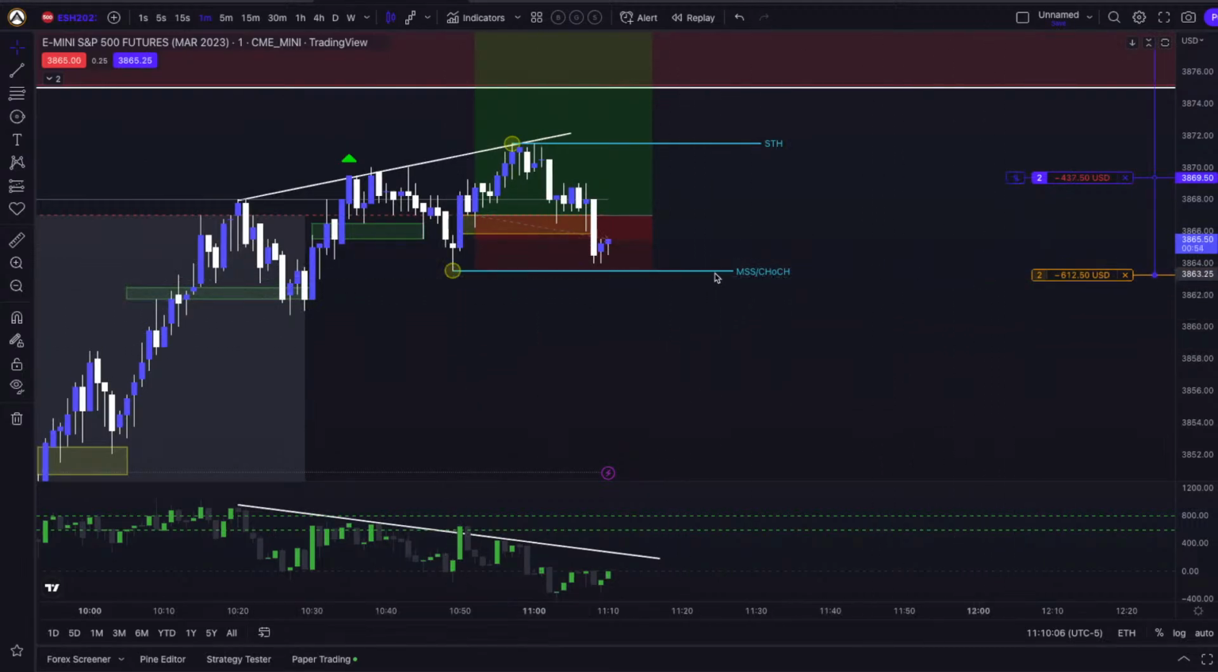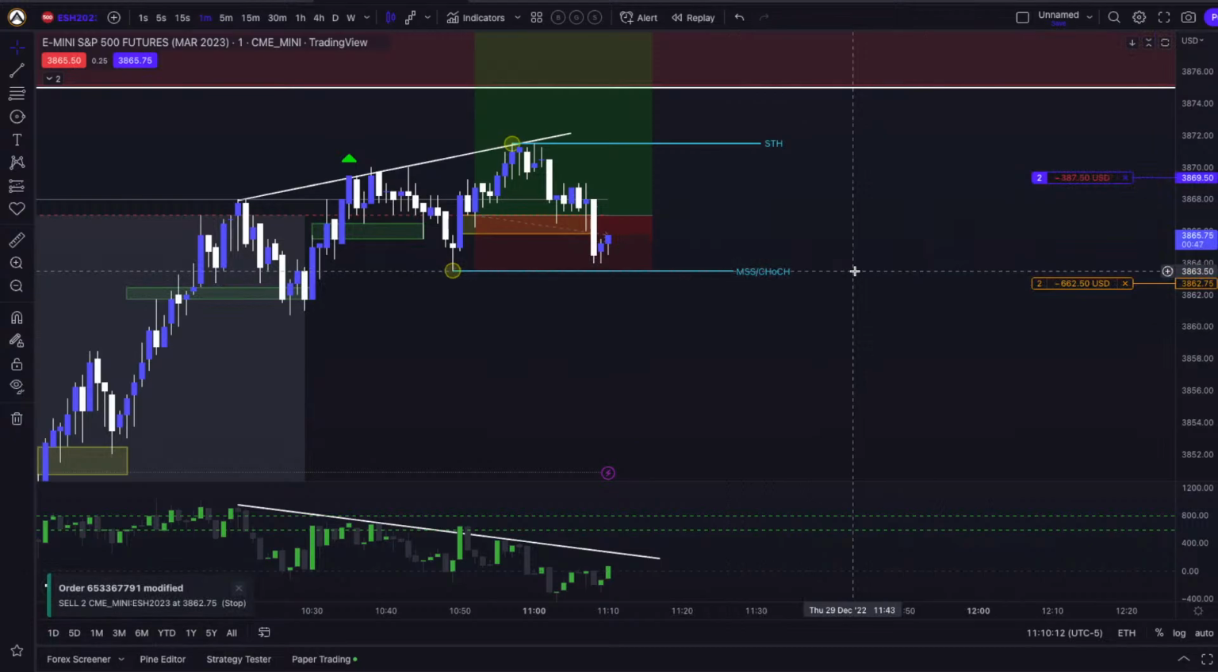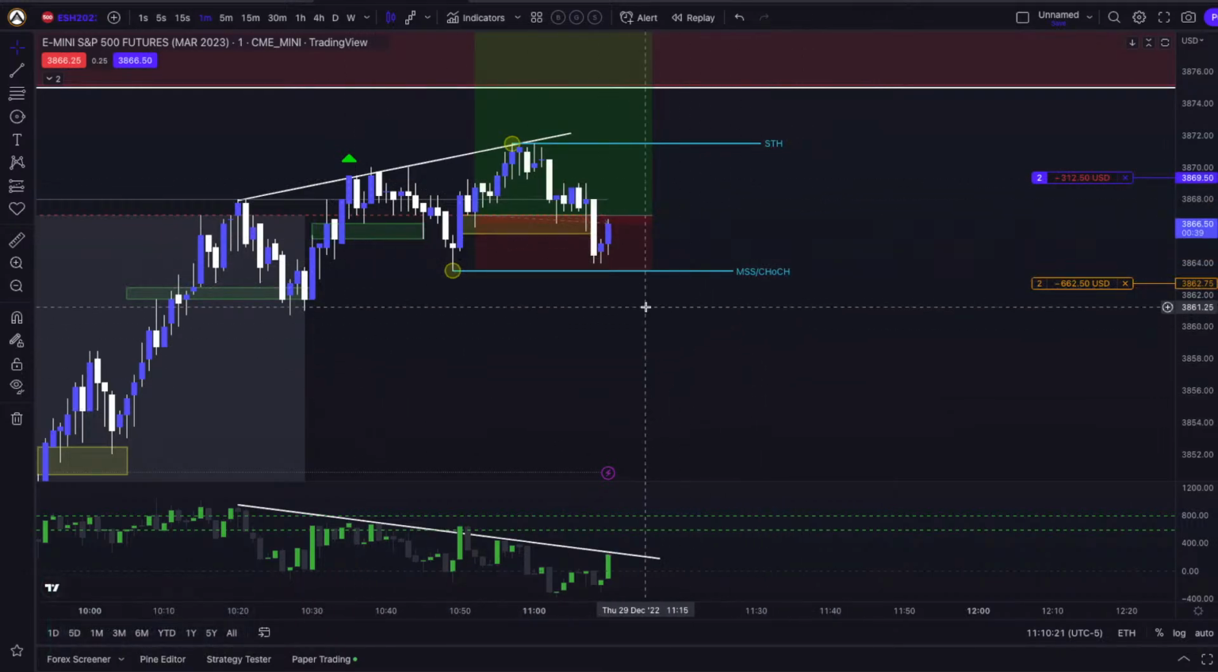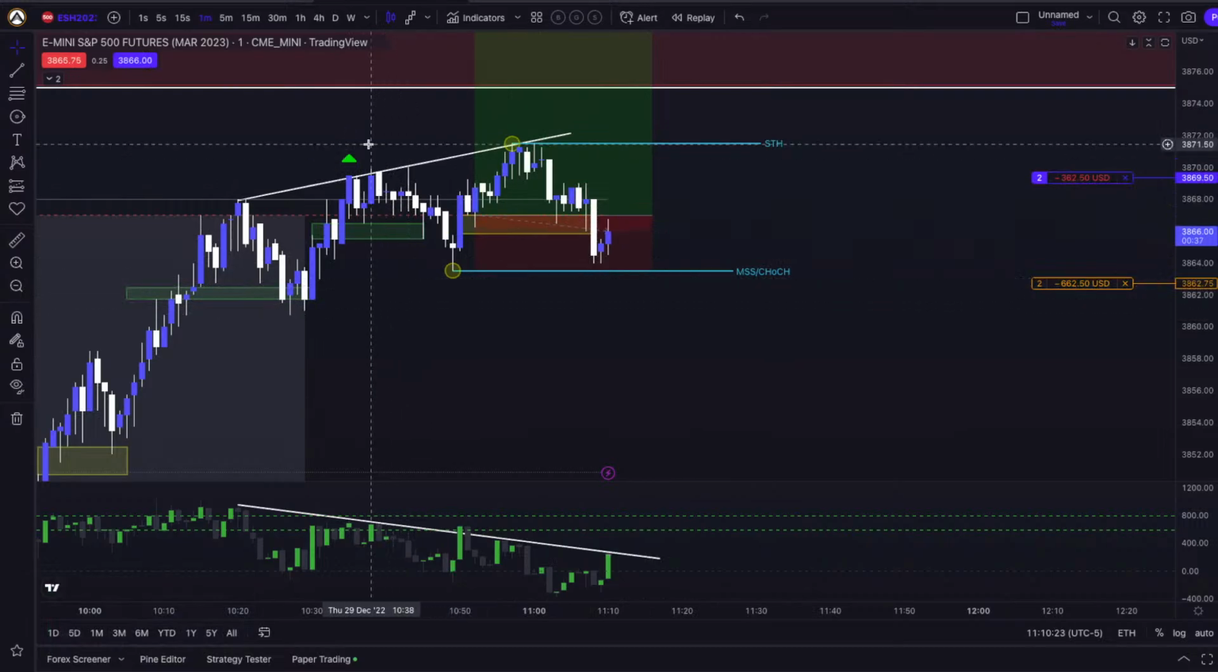Move our stop loss 1, 2 ticks below our market structure shift, just in case, though those last 2 ticks are not going to matter anyway. All right, let's wait and see. Now it's time for patience. Let me check the live stream chat.